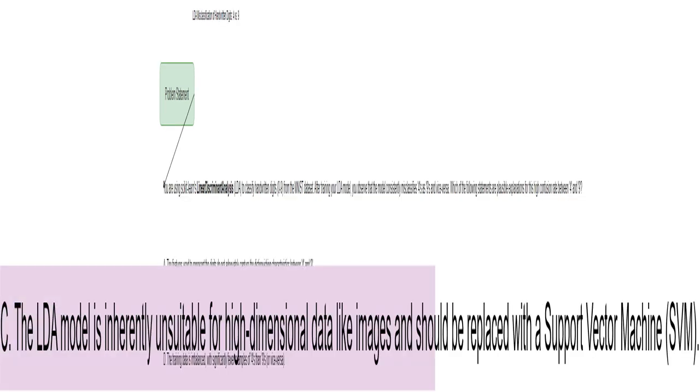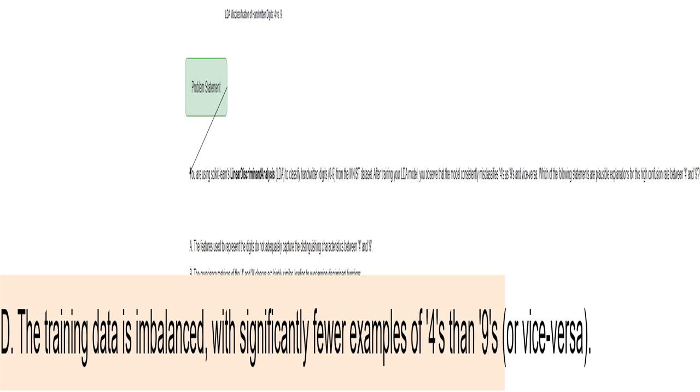This option wrongly claims LDA is fundamentally bad for images. While high-dimensional data, like images, can sometimes be problematic for LDA, this isn't the core issue here. The problem is likely in the features or data itself. This suggests that an unequal number of 4s and 9s in the training data is the reason. While imbalance can sometimes affect performance, it's less likely to be the primary cause of specific confusion between visually similar digits.